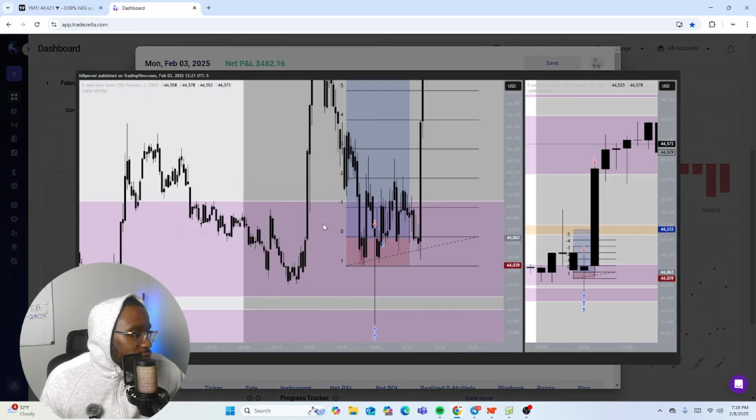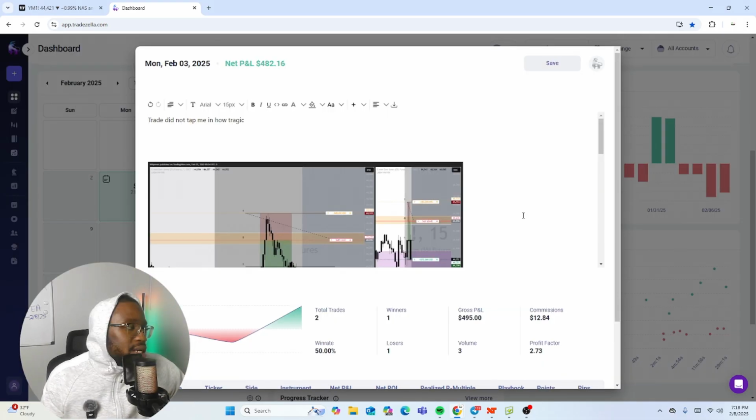This trade, the first trade I took, got stopped out. Price came down, wicked me out. So that was the trade. I did actually take that trade, as you guys can see. The trade did not tap me in the first one.